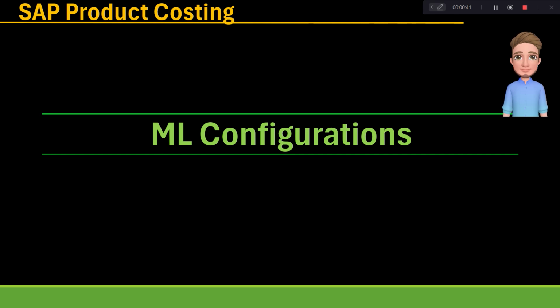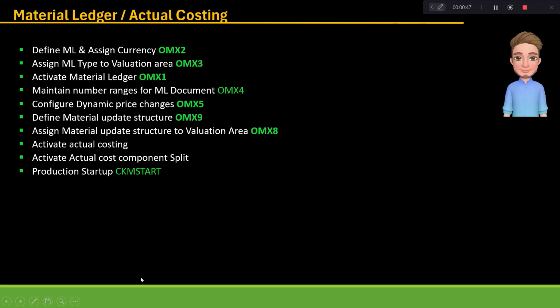Today we are going to look at the configurations to enable the material ledger. We are going to look at the settings: define material ledger and assign currency, assign material ledger type to valuation area, activate material ledger. These first two settings I have already covered as part of the CO configurations, but I will show you on the screen what we have done.